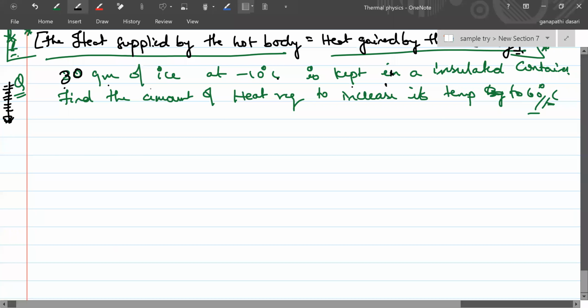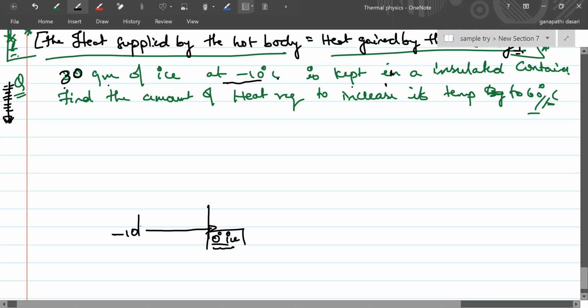30 gram of ice at minus 10 degrees centigrade is kept in an insulated container. Find the amount of heat required to increase its temperature to 60 degrees. What will happen is, I told you already regarding the heat curve in the previous lecture. First, from minus 10 degrees, where will it go? 0 degrees. That is the melting point. 0 degree ice to 0 degree water. Here there is no phase change from here to here, it is just m delta T.